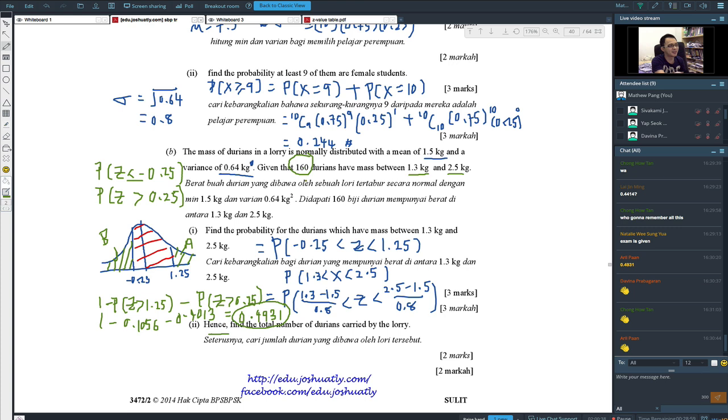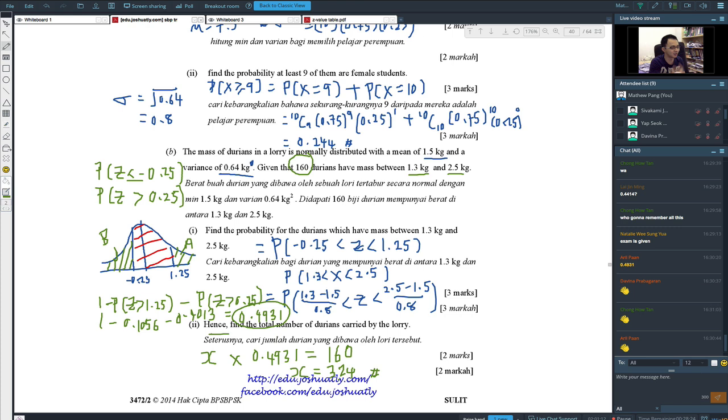So X multiplied by this probability 0.4931 should equal 160. Then I can easily find the value of X. X is just 160 divided by 0.4931. So you will get 324 durian. Okay, so this is how we find the total durian. We just move the probability to the other side and then divide. You just need to understand that.